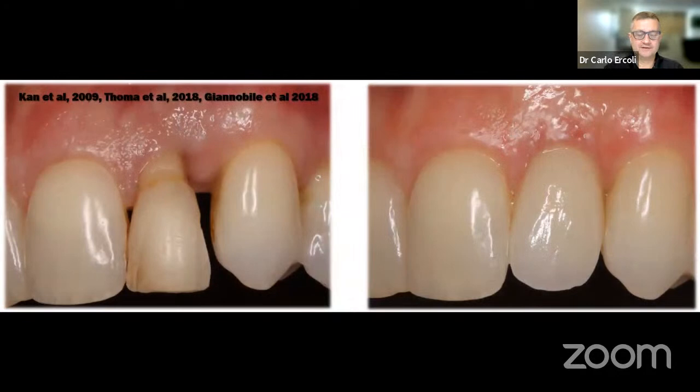So again, if you look at this case now, we went from the picture on the left, where we had a significant aesthetic problem, to the picture on the right, where coupling that soft tissue grafting with the ideal shape of the tooth and its emergence profile, we're able to really recreate an ideal aesthetic situation.